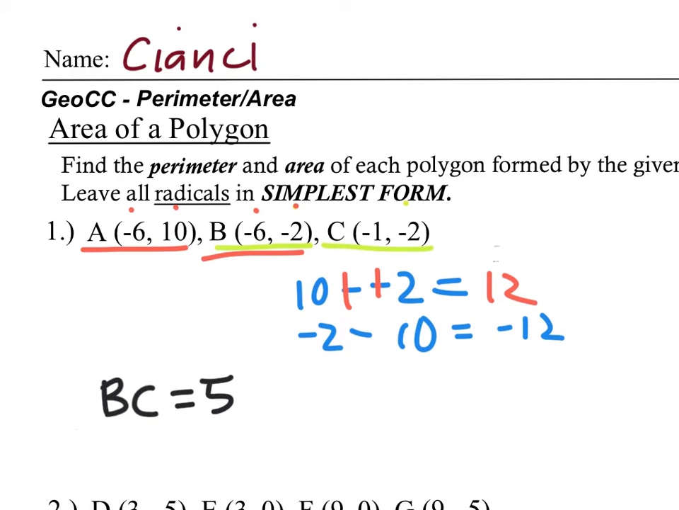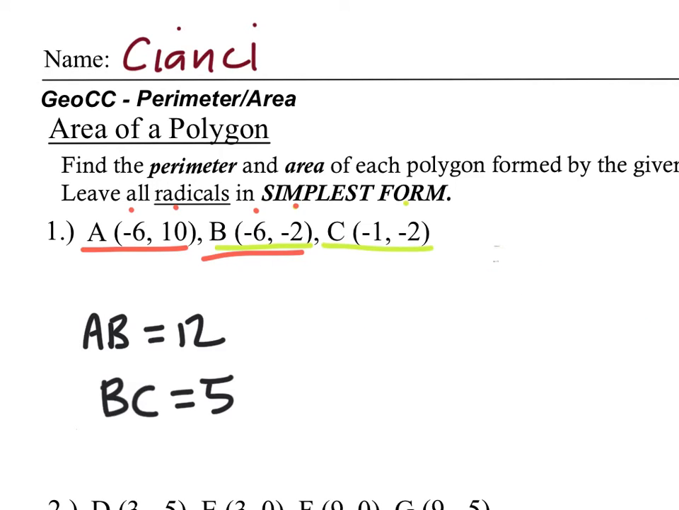Like I told you before, it really doesn't matter whether you're going left or right, or in this case up or down, it would still be the absolute value of 12. And that would mean that the length of AB would be 12. No matter what, AB is 12.